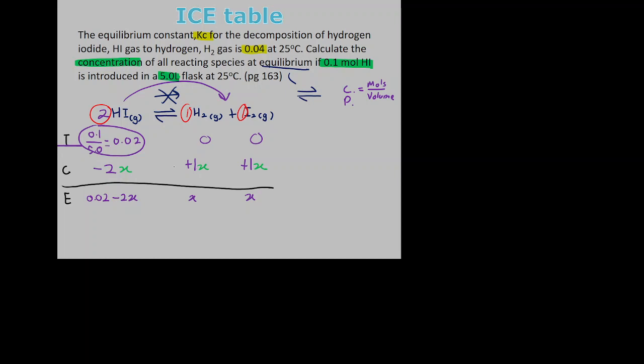Don't worry, we still have Kc. How do we write Kc? We put the products first: the concentration of H2 to the power of 1 multiplied by the concentration of iodine gas to the power of 1, divided by the concentration of the reactants to the power of 2, because the stoichiometric coefficient is 2. The Kc value is given, which is 0.04. To find the value of x, we just substitute.